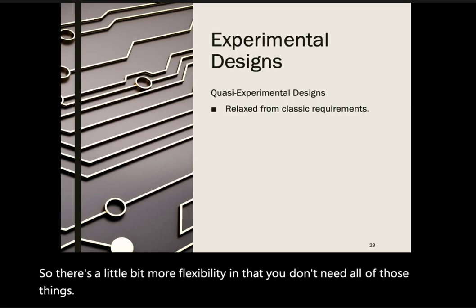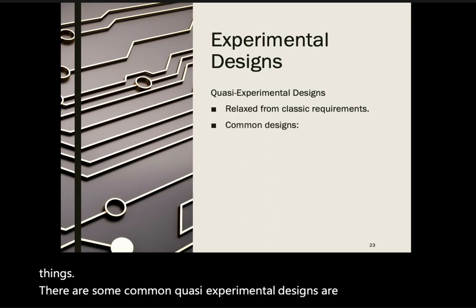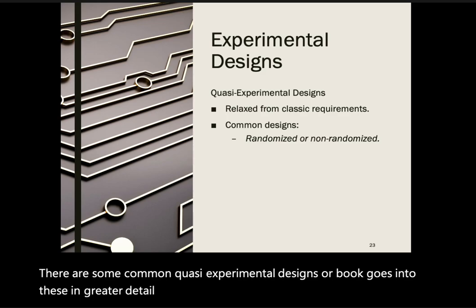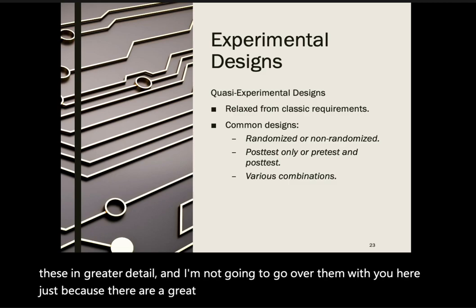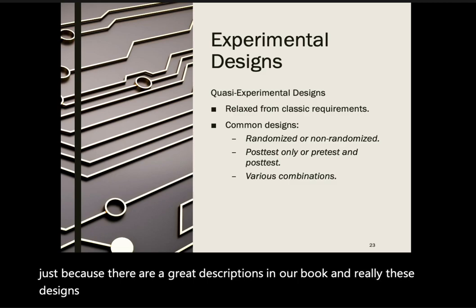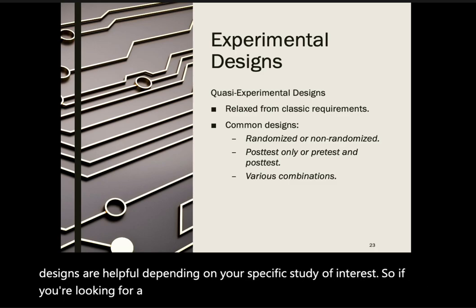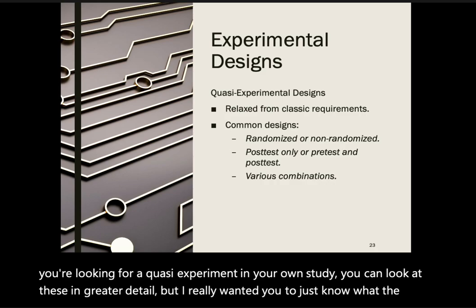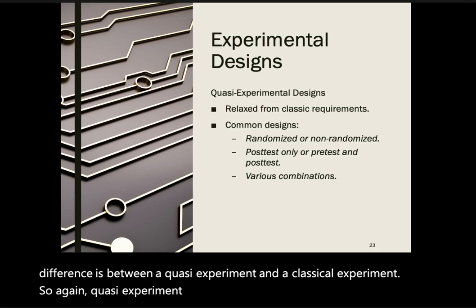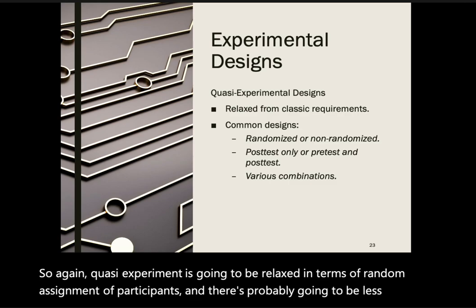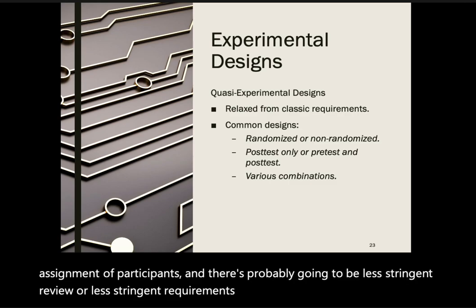There are some common quasi-experimental designs. Our book goes into these in greater detail, and I'm not going to go over them with you here because there are great descriptions in our book, and really these designs are helpful depending on your specific study of interest. So if you're looking for a quasi-experiment in your own study, you can look at these in greater detail, but I really wanted you to just know what the difference is between a quasi-experiment and a classical experiment. So again, a quasi-experiment is going to be relaxed in terms of random assignment of participants, and there's probably going to be less stringent requirements on pre-testing and post-testing.